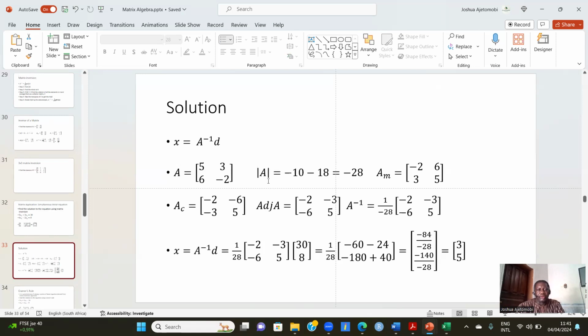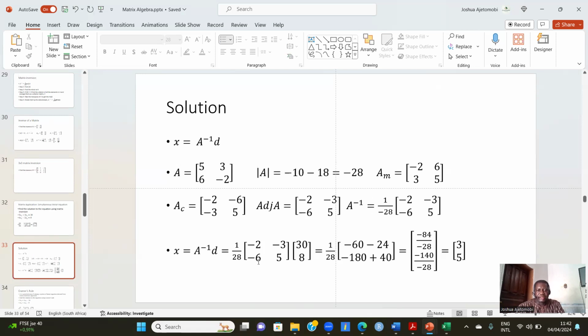The determinant is what? You already know how to get the inverse. The determinant is minus 28. The minor is minus 2, 6, 3, 5. The cofactor is minus 2, minus 6, minus 3, 5. The adjoint is just the transpose of this, which is minus 2, minus 3, minus 6, 5. Then the inverse is 1 divided by minus 28 times this adjoint.